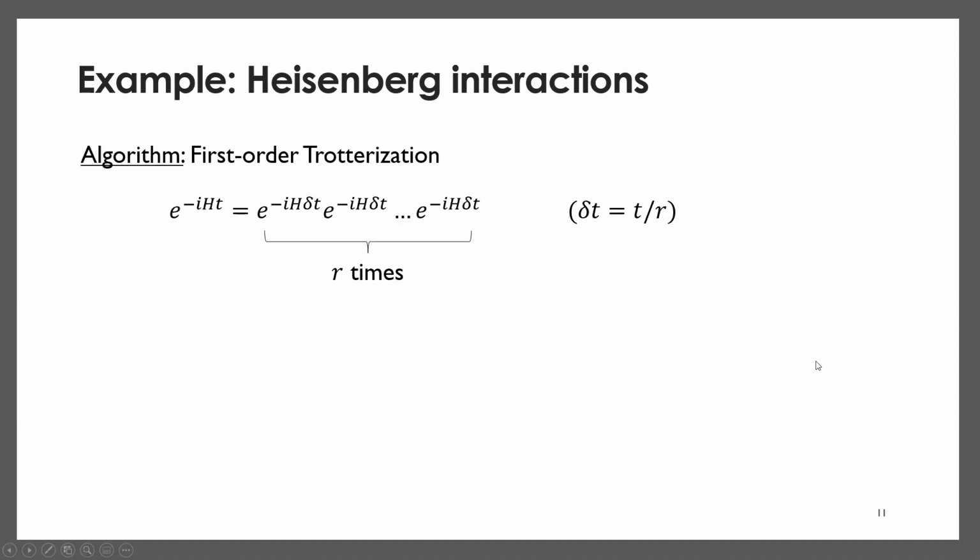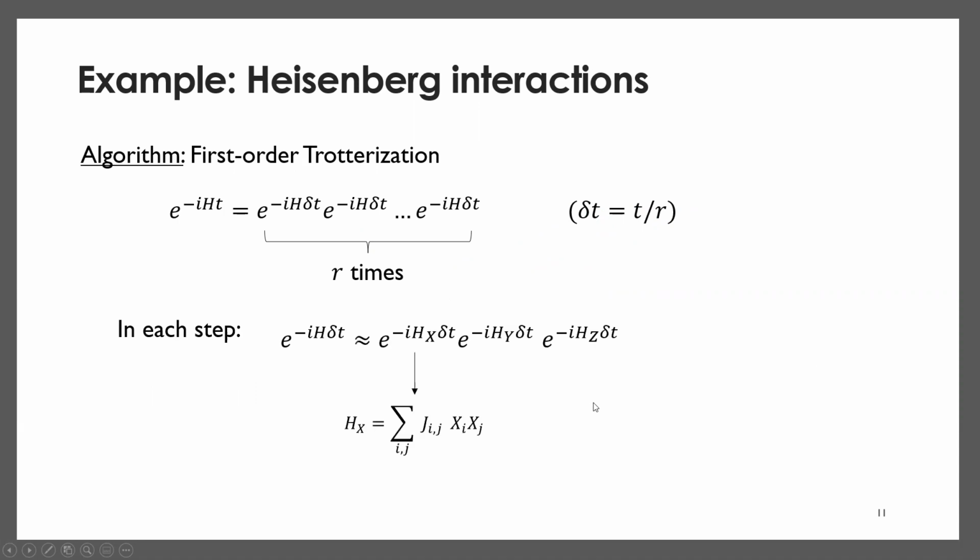On the algorithm side, we're gonna use the first order factorization, where we divide time into many small time steps. And then in each time step, we break the evolution under H into the evolution under the X term, the Y term, and then the Z term. And you can also notice that when we break the evolution under X and Y and then Z, the right-hand side no longer respects the SU(2) symmetry. And this is the source of the symmetry violation in this simulation.